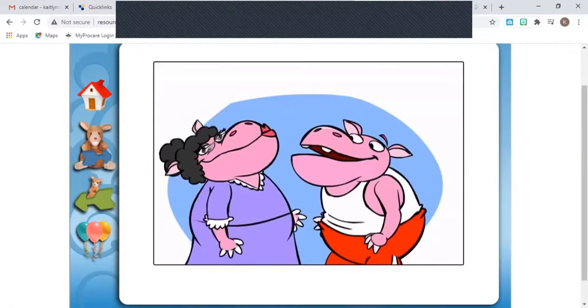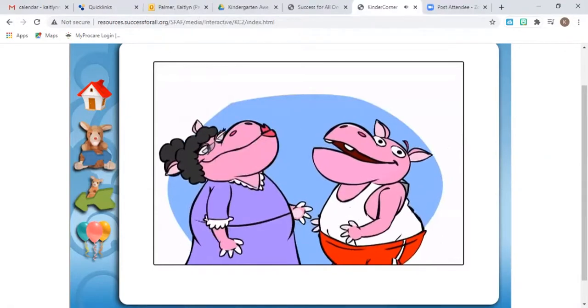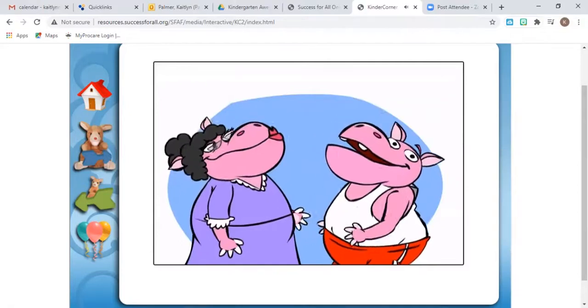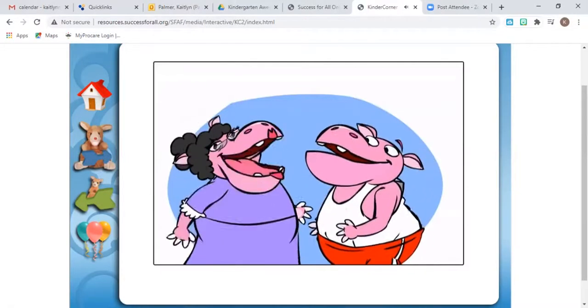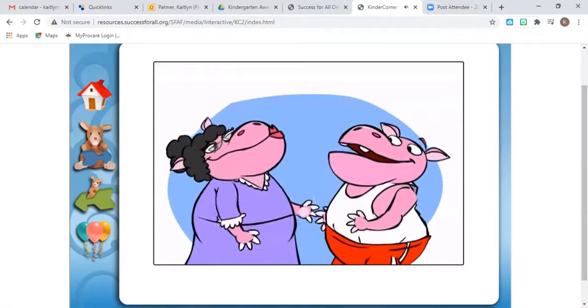So that's siblings. Son. A son is someone's male child. Here is a picture of the hippo, a male child, with his mother. The hippo is his mother's son, and she loves him very much.